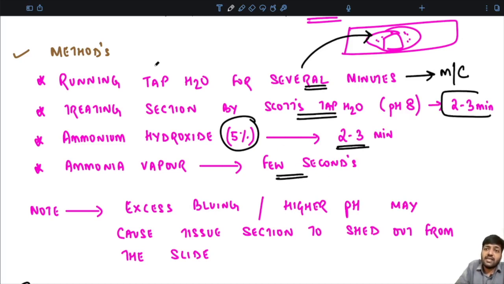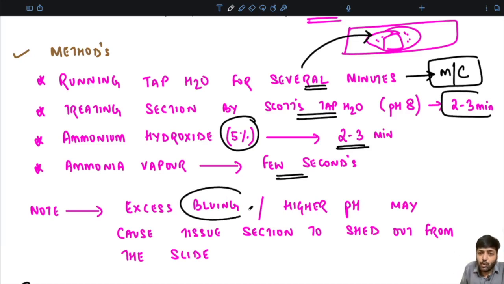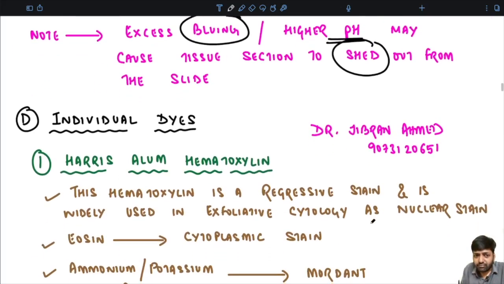But out of these 4 methods, this is the one which is most commonly done, and this is what you do routinely in all the government medical colleges. Okay, always remember, because in the process of bluing excess alkalinization is carried out. So excess bluing or excess exposure of the tissue section to the higher pH may cause the tissue section to shed out from the particular slide.